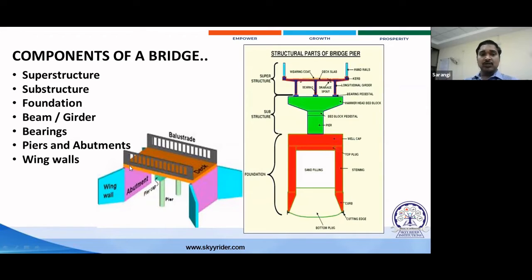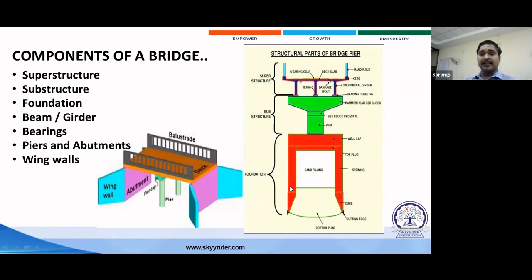Then the total load of a deck slab will be transferred through the pier, then from the pier to the pile, then from the pile to the ground surface. A pile is one type of column. And by connecting the two piles, there is a connecting beam. This is called the pier cap.